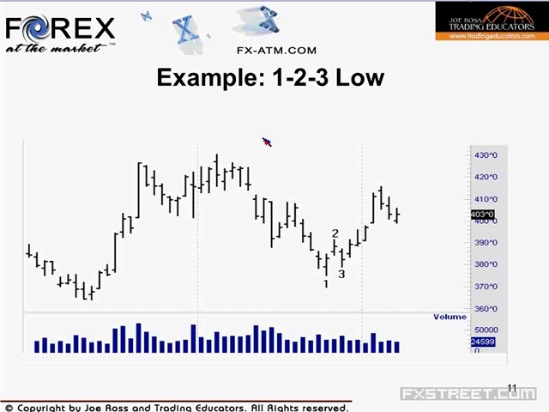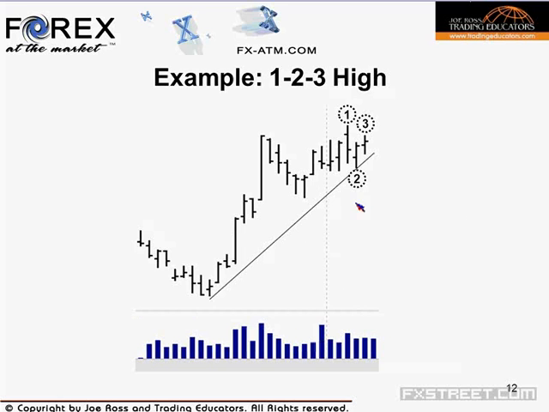So here's an example of a 1-2-3 low on a bar chart, which actually just consists of three bars. We've got point 1 here, price moves down here and creates point 1, then point 2 gets put in here, then you get point 3, the low doesn't go lower than point 1, and price moves up. So here we've got a complete 1-2-3 low.